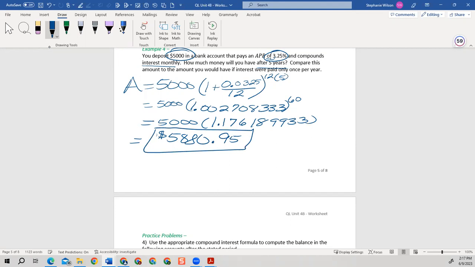Okay, so now it says we're going to compare that if it would have paid interest once a year instead of monthly. So this is monthly, the interest paid. Now let's do once a year. So I'm going to take that $5,000 we're investing, take 1 plus that interest, and raise it to 5 years. I'm just going to go ahead and do my extra steps.